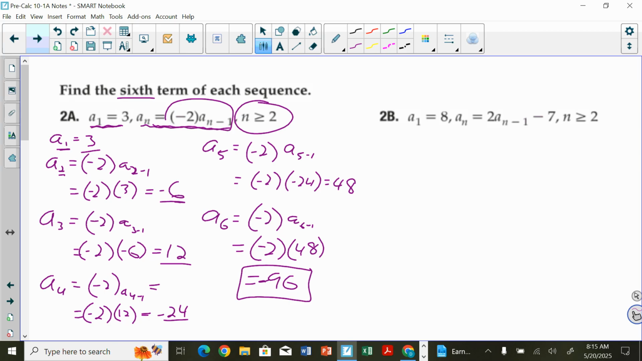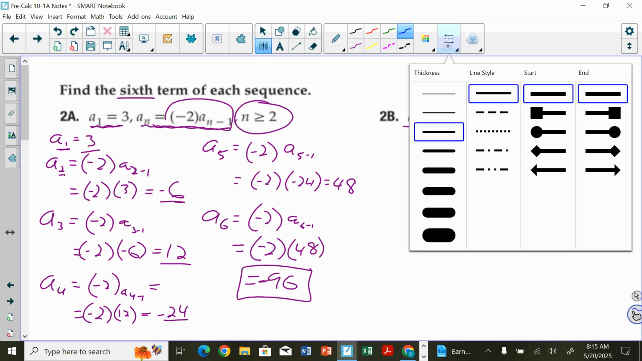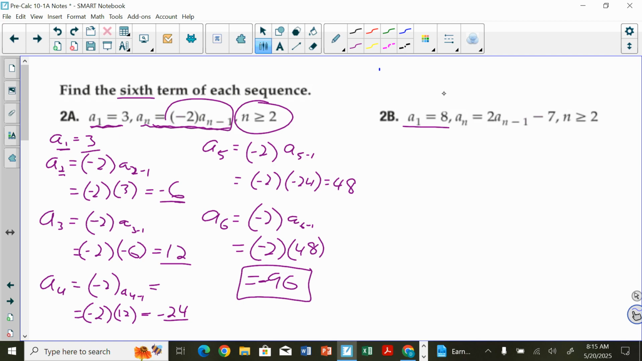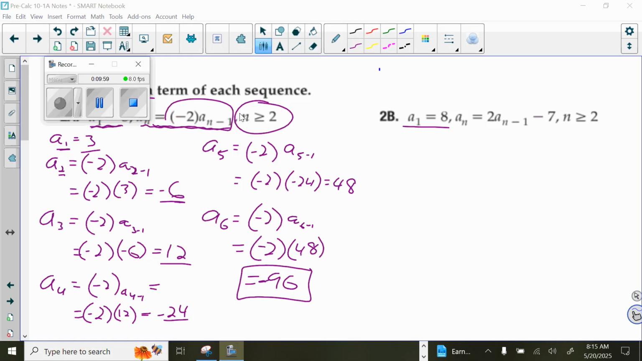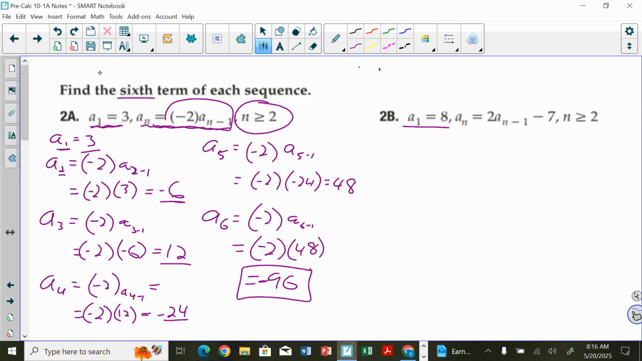Okay, so let's try that again on 2B here. So on this one, we already know that A1 is equal to 8. I'll just switch colors here so we can get a little bit of change up. So we already know that A1 is equal to 8. So I'm going to jump right to A sub 2, which now I can use this formula, which is 2 times a sub n minus 1. So 2 times a sub 2 minus 1, because n is 2 in this case, minus 7, right? All right, so going with that, I know that 2 minus 1 is 1, so A sub 1 is 8, so I'm going to plug that in here. So it'll be 2 times 8 minus 7, which is equal to 9.